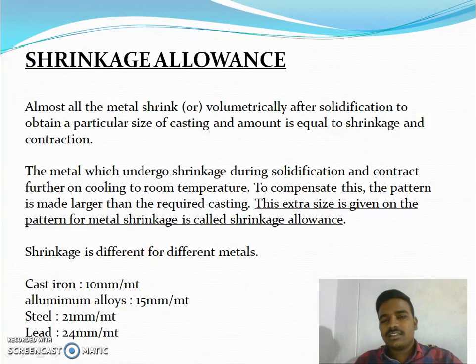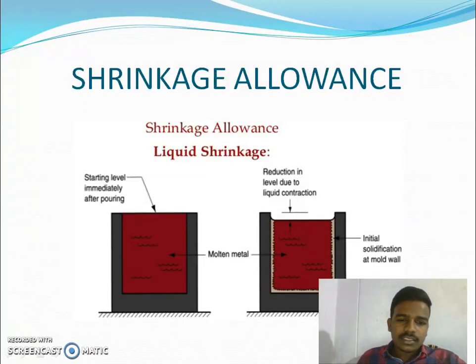So for cast iron the shrinkage allowance is 10 mm per meter, for aluminum alloys it is about 15 mm per meter, for steel it is 21 mm per meter, and for brass and lead it is 24 mm per meter. This is the shrinkage allowance when the metal is poured into the mold cavity. Then after it gets solidified, the shrinkage will occur, which means the size of the metal gets contracted. So for this purpose the extra part will be given on the pattern.